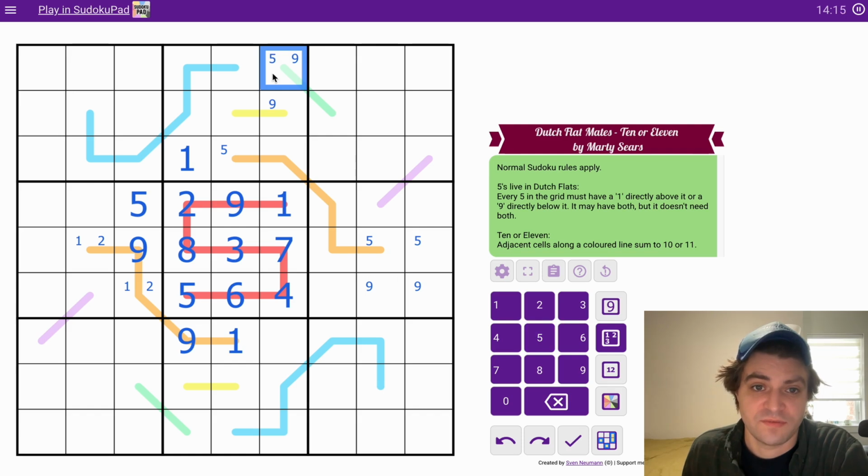You could be a 5. It's possible that there's a 5 here and a 9 here. But if there was a 5 here, then it couldn't be a 9. That 9 would need to go here. Then this would need to be a 1 or a 2. This would need to be a 2. Interesting. This is a good puzzle.